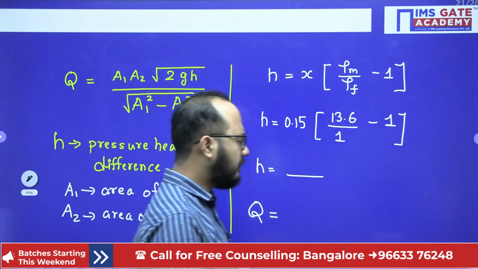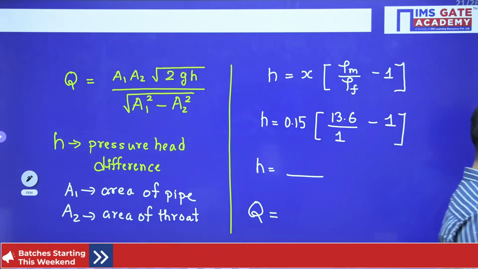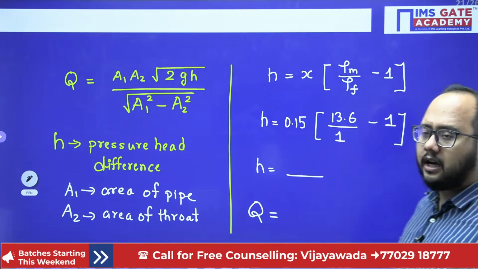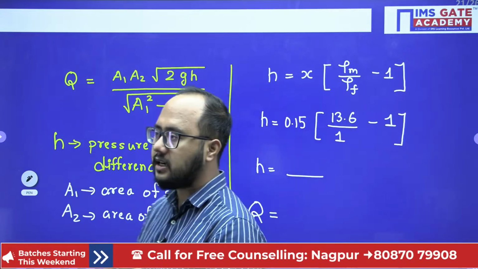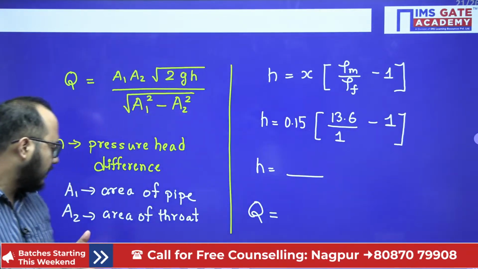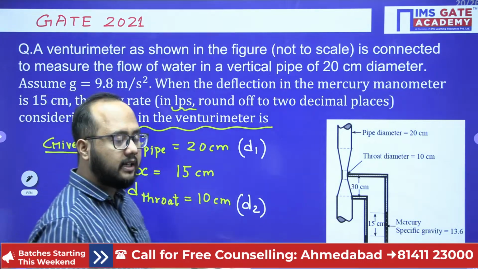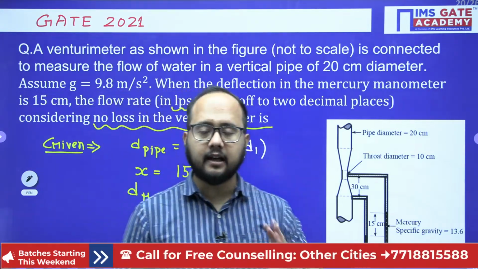Okay, everyone, please try and tell me what will be the final answer here, because it's very simple, na? Okay, one more point regarding venturimeter you should understand: in the given question, the venturimeter is there in a vertical pipe. The pipe can also be inclined at any angle.